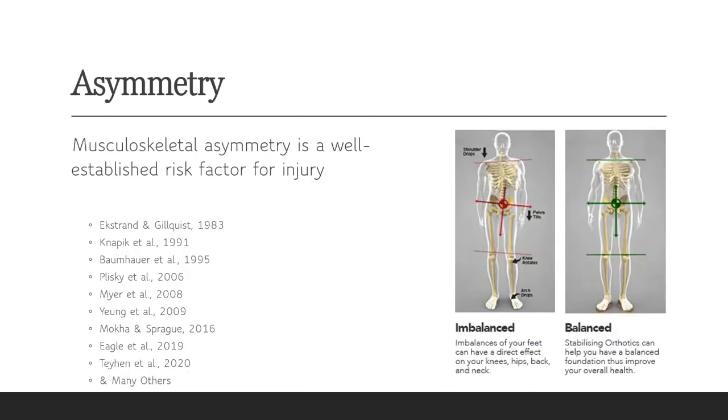Asymmetry is what we're looking for. Musculoskeletal asymmetry is a well-established risk factor for injury. We'll discuss this further on the next slide.